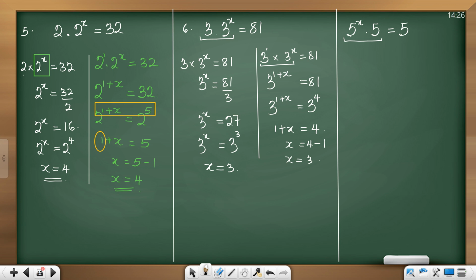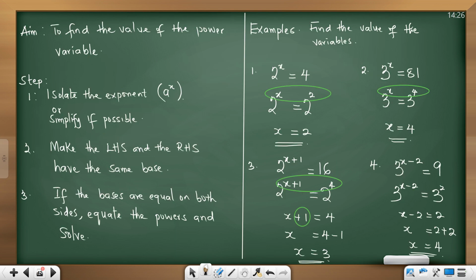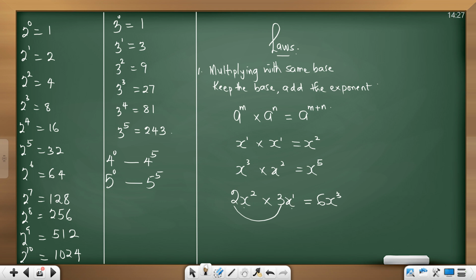Beautiful. Okay, so the first method was to get rid of the other 5, which is multiplying, and 5 divided by 5. So 5 to the power x equals 1. Can I get a value for x here? Question is, can I write 1 as a base of 5? Let's go back. Can I write 1 as a base of 5?